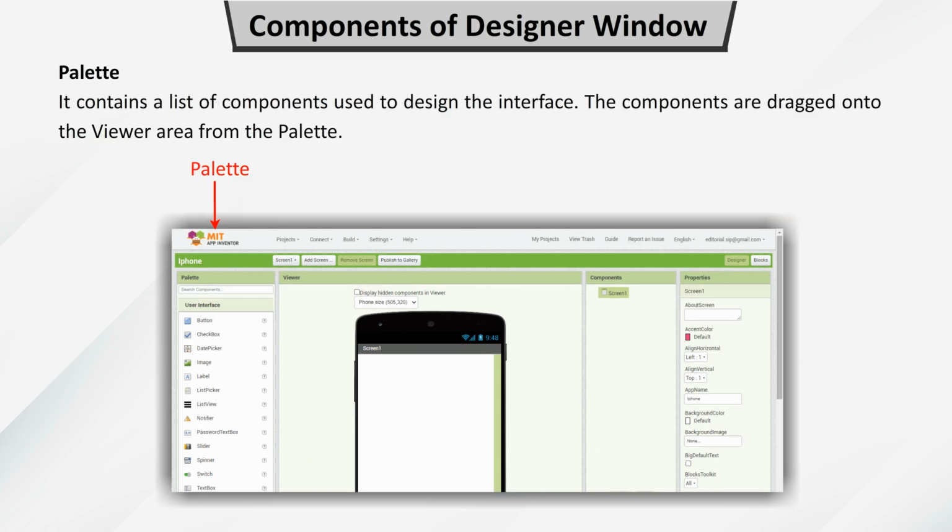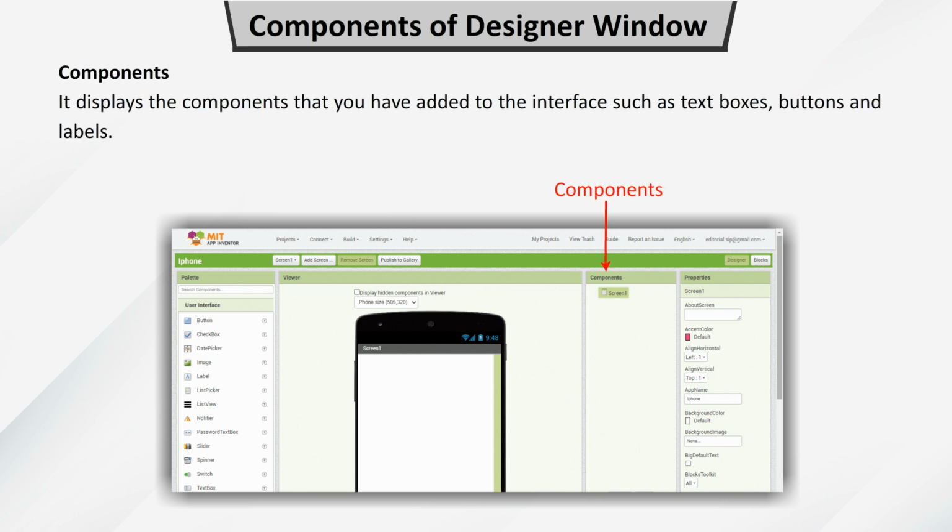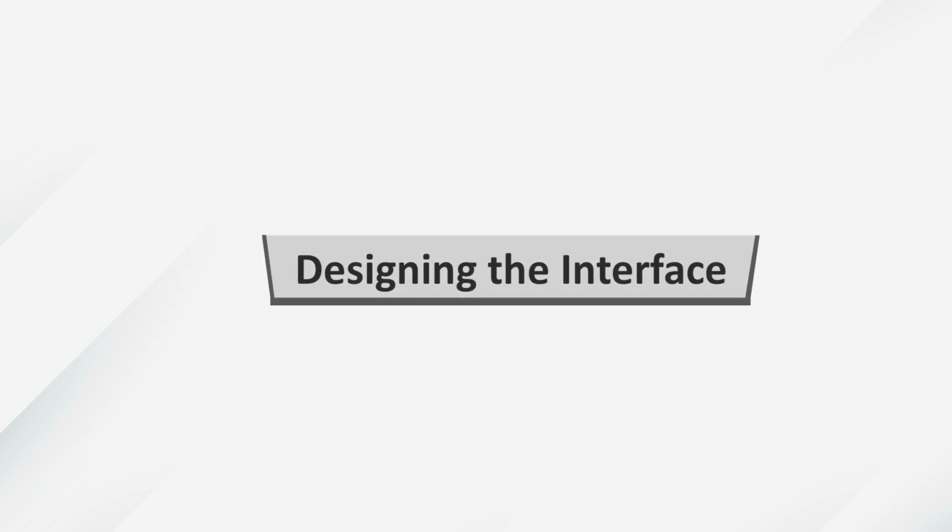Palette. It contains a list of components used to design the interface. The components are dragged onto the Viewer area from the palette. Viewer. It is the white area where you can place your components to create the interface of an app. Components. It displays the components that you have added to the interface, such as text boxes, buttons, and labels.